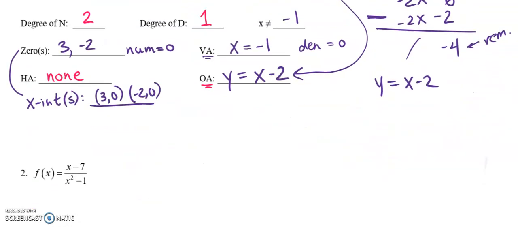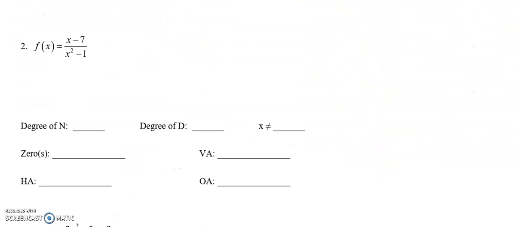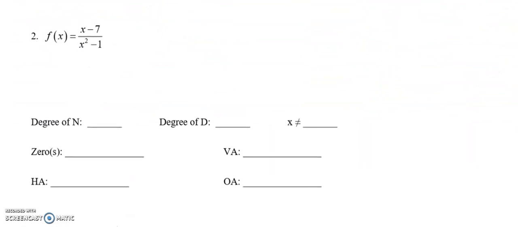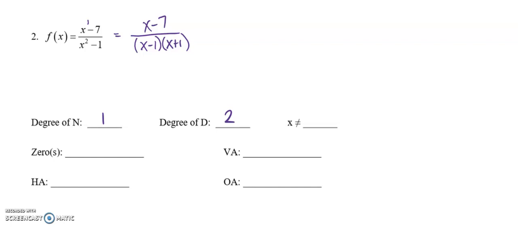Okay, let's look at the next one. So we've got f of x equals x minus 7 over x squared minus 1. First thing we want to do is factor that. So we'll get x minus 7, we'll get x minus 1, and x plus 1. What's the degree of the numerator? Well, it's this little imaginary 1 on the x. What's the degree of the denominator? It is a 2. So what does that mean? That tells us about the horizontal asymptote. When it is bottom heavy, the horizontal asymptote is just y equals 0.